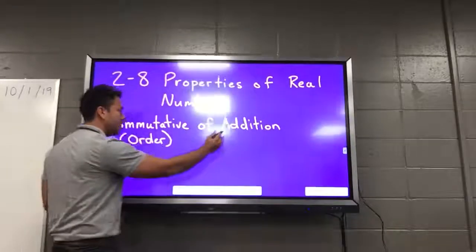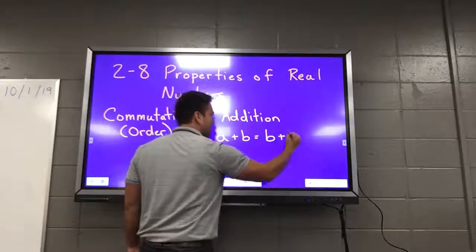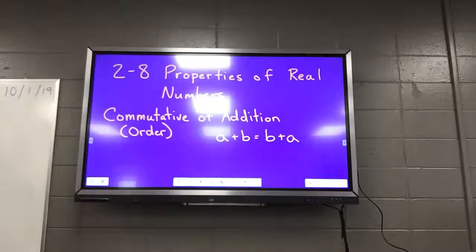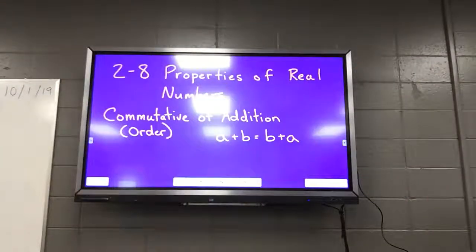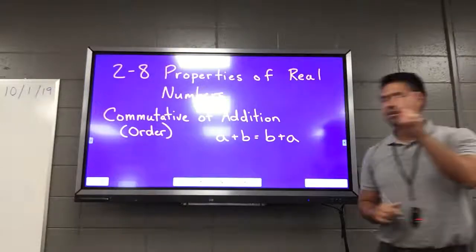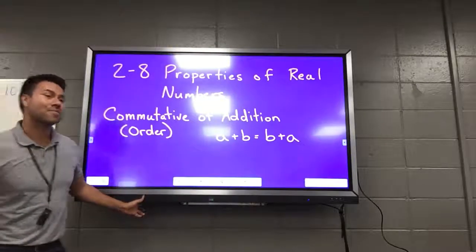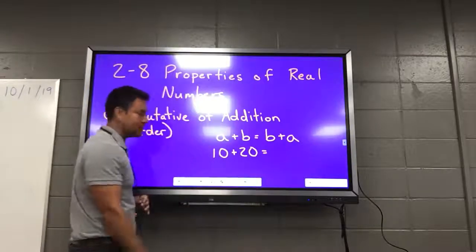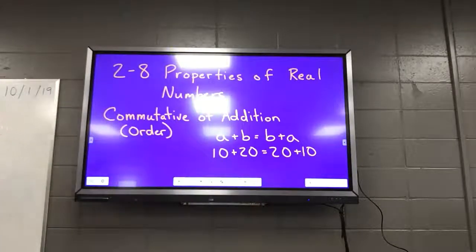So the commutative property of addition: here we have A plus B equals B plus A. Is that true? I hope that's not like, wait, what? If you don't get it with all those letters, can you give me some numbers? Give me 2 numbers to add, Kate. 10 plus 20 is also known as 20 plus 10. Be shocked at that, right? That's the commutative property of addition.